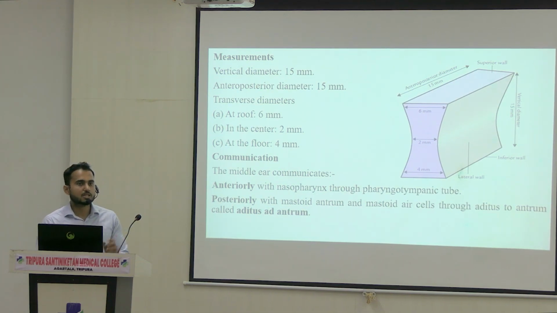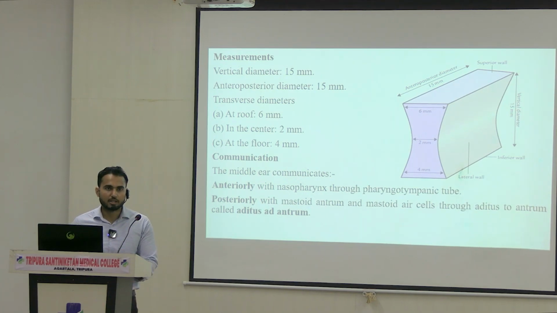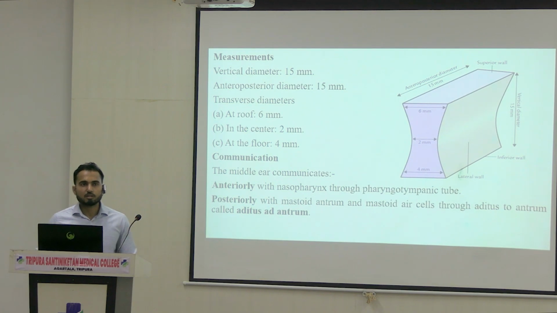In the beginning I told you, just imagine you have taken a cube in your hand, okay, and you have compressed it, a soft cube you have compressed, तो क्या होगा? जो transverse diameter है, it will be changed, okay. So here also you can see the transverse diameter has been changed. At the roof the transverse diameter is 6 millimeter, in the middle part it is only 2 millimeter, and at the floor it is 4 millimeter. So these are the transverse diameters of various parts of the middle ear cavity. Okay, as I said, in each and every part the transverse diameters are not the same because it is compressed from side to side.